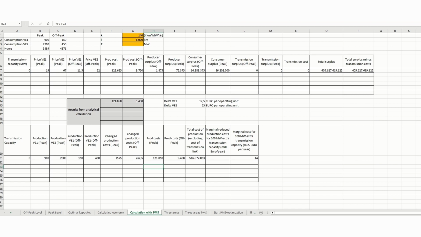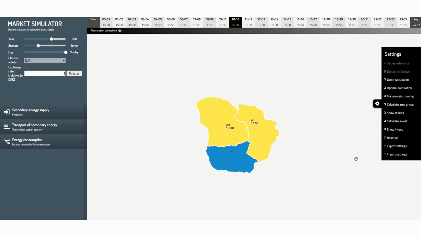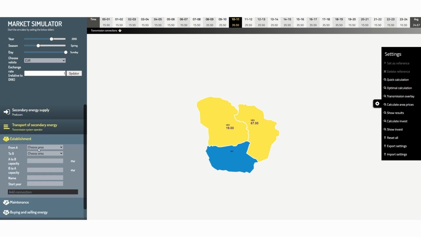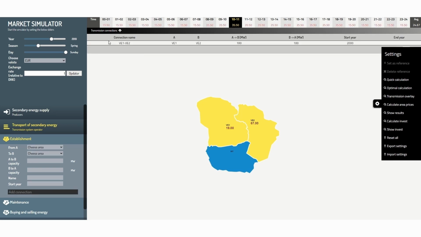So I will return to the power market simulator. I'm now back in the power market simulator where I will insert a transmission line between VE1 and VE2. I do that here, establish, choose region 1 to VE2. I set 100 megawatt capacity here. Name here, it is V1 to V2, start year 2000, and I add this transmission line.